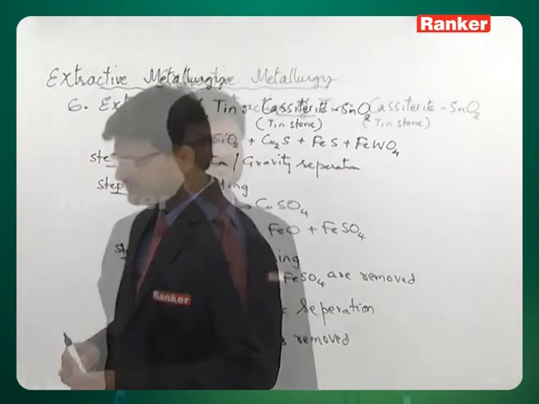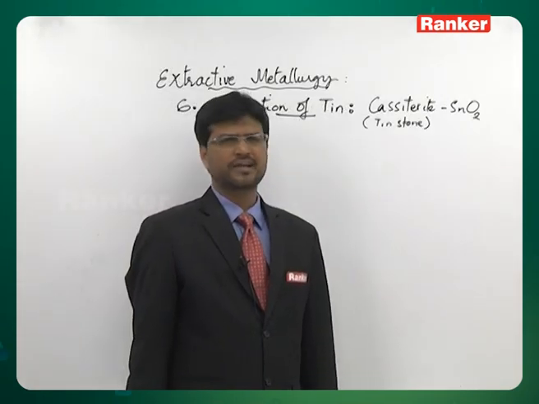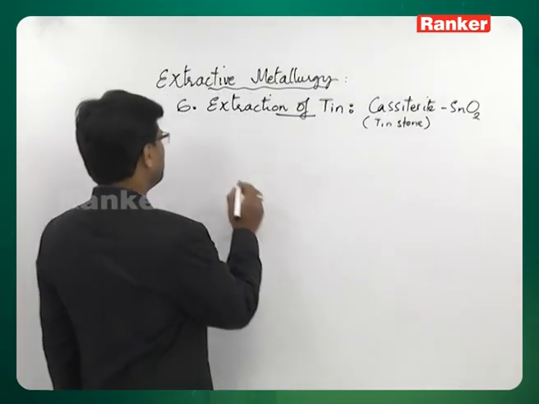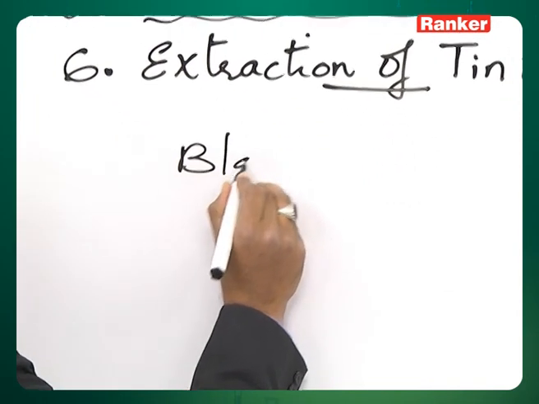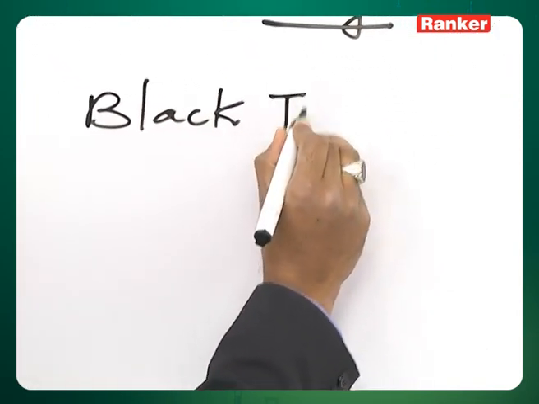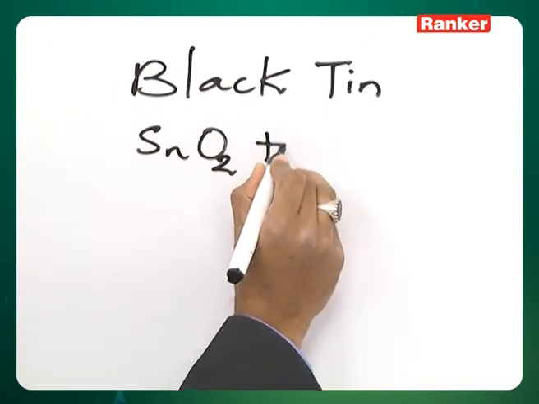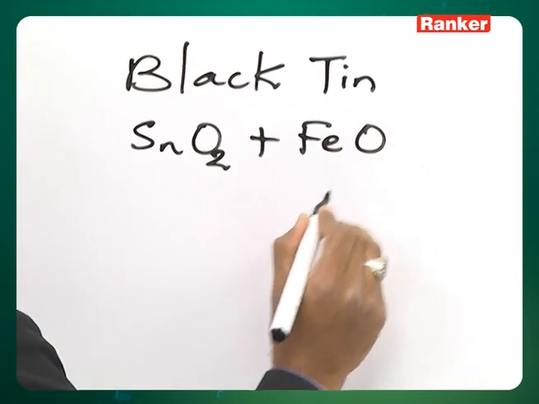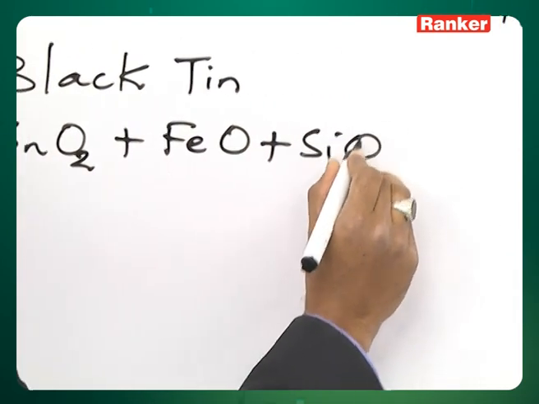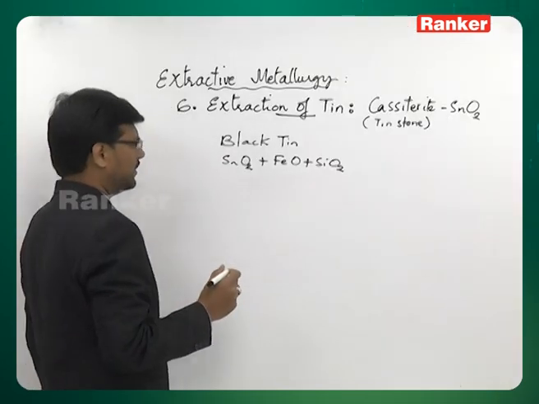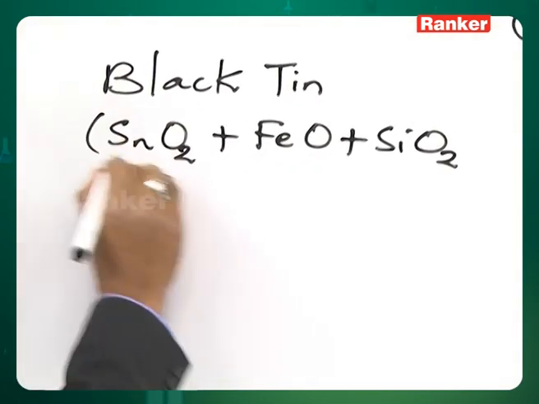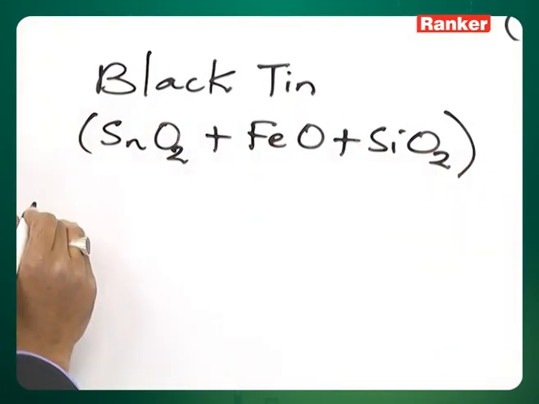Let's proceed further. What we get after electromagnetic separation is called black tin. Black tin consists of SnO2, FeO and SiO2. These are the substances present.